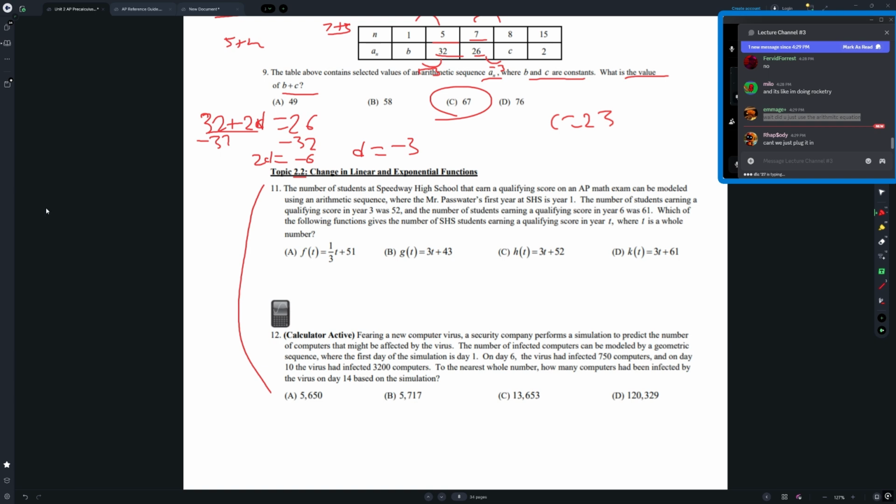So this is sort of a continuation of arithmetic geometric, but it's also not completely arithmetic geometric. Okay, I'll give it like another 2 minutes for these to change in linear and exponential functions.